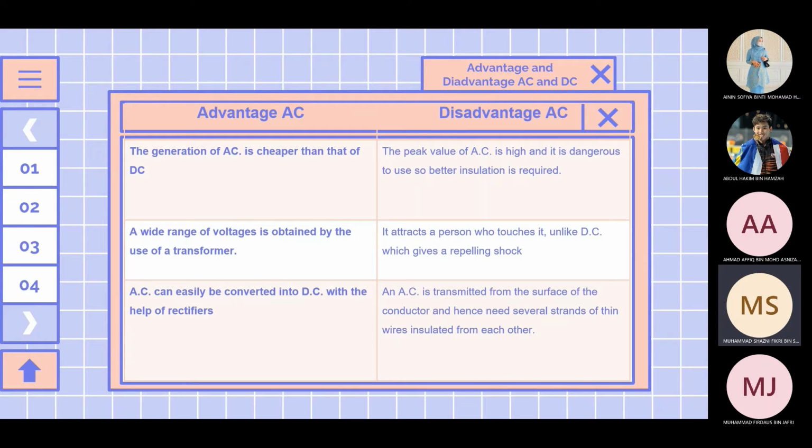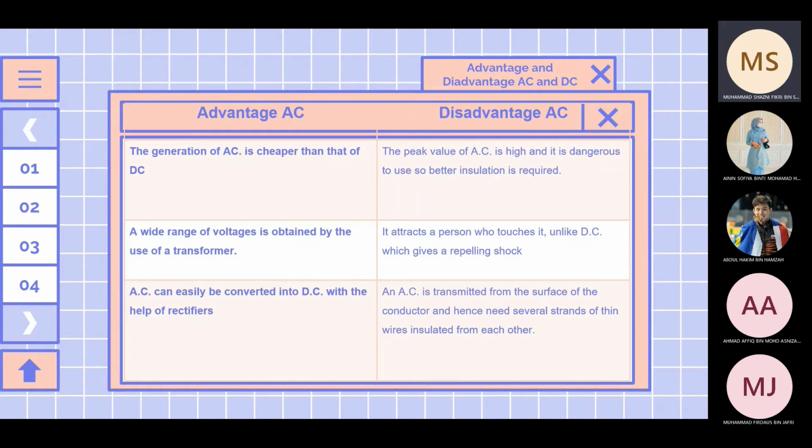Hello, I'm Shazni. I'm going to talk about the advantages and disadvantages of AC and DC. So the first one is the advantages of AC. The first one is the generation of AC is cheaper than DC. A wide range of voltage is obtained by the use of a transformer. AC can easily be converted into DC with the help of a rectifier.